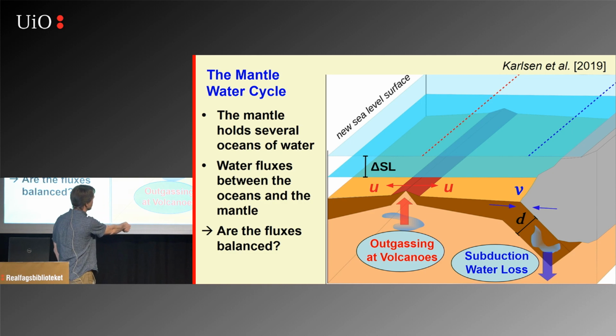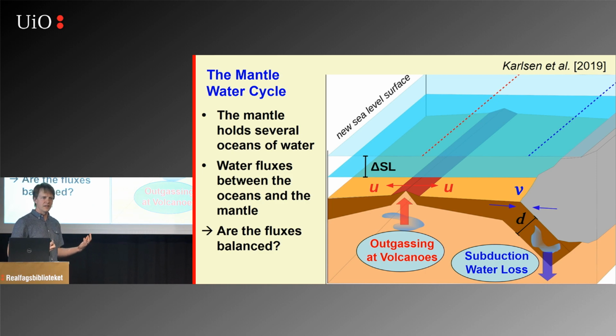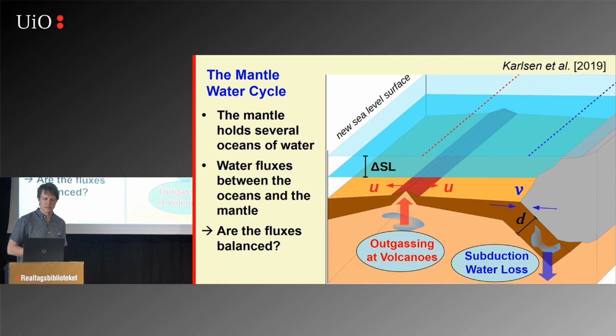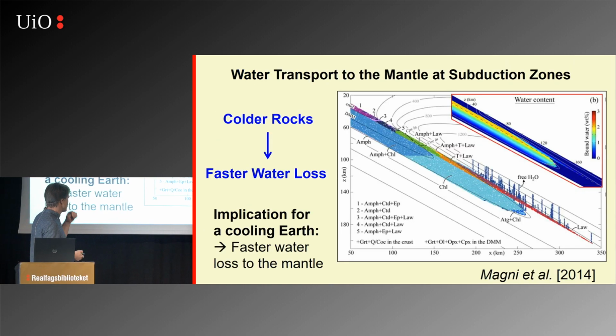And then it's replaced to some extent by water coming out of the volcanoes, like at mid-ocean ridges. Now, if the rates of these two fluxes are imbalanced, then you could get a net accumulation of water in the interior, or the opposite of that. So are they balanced?